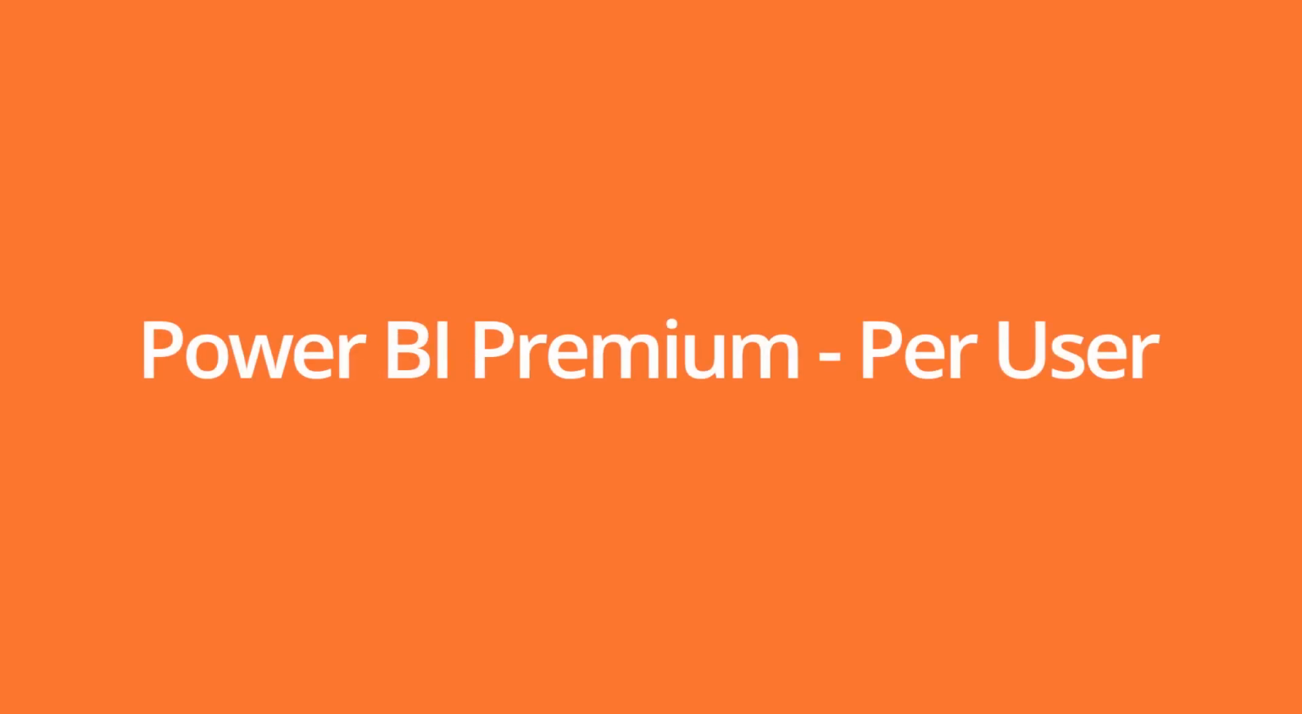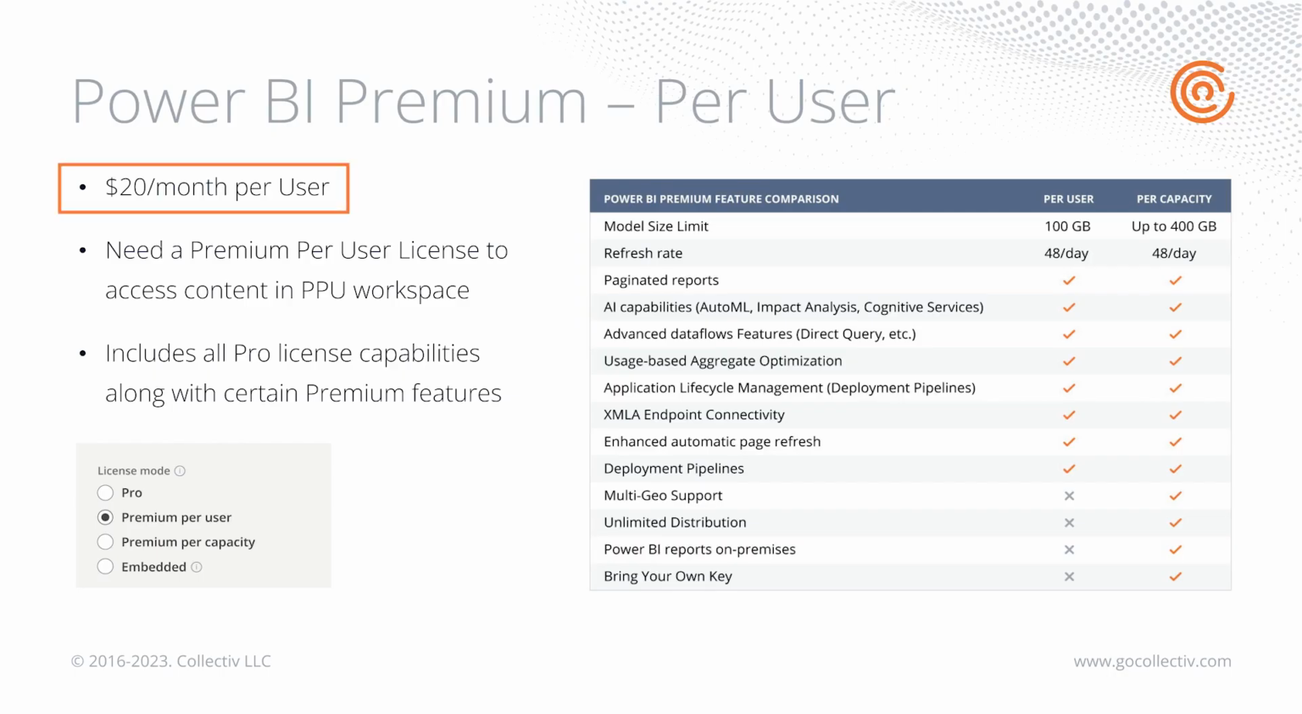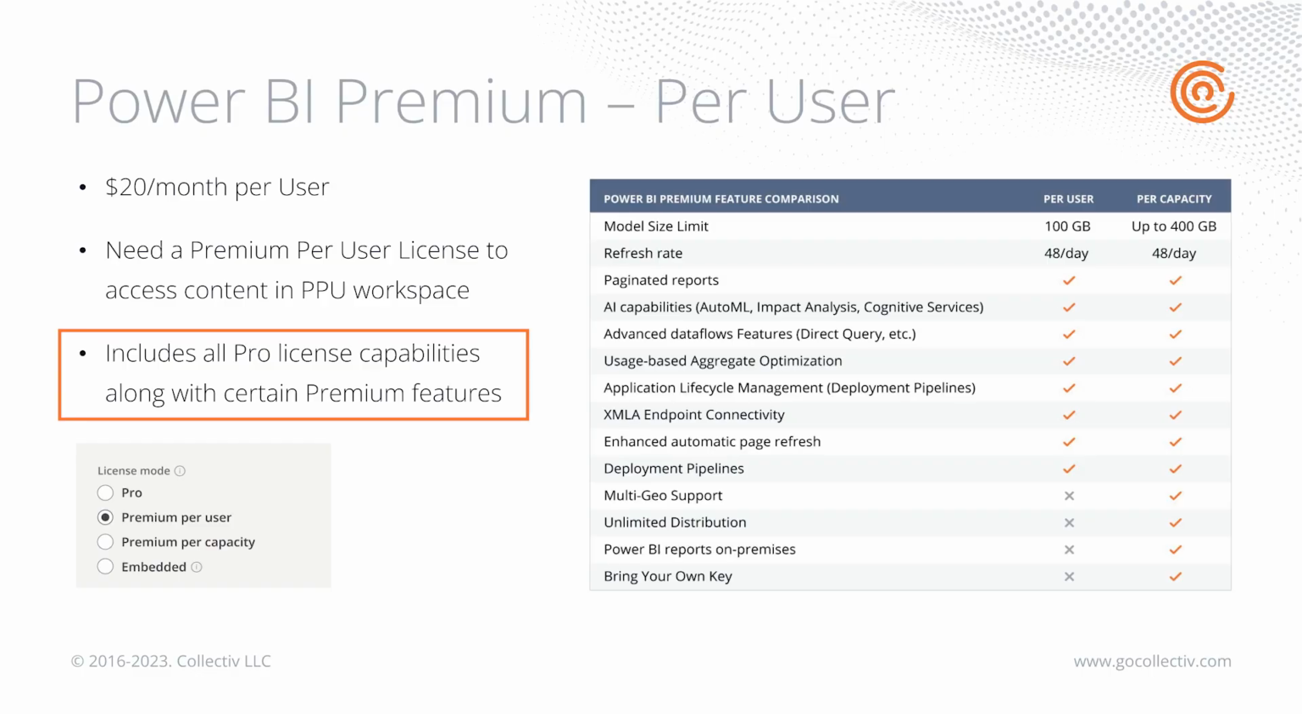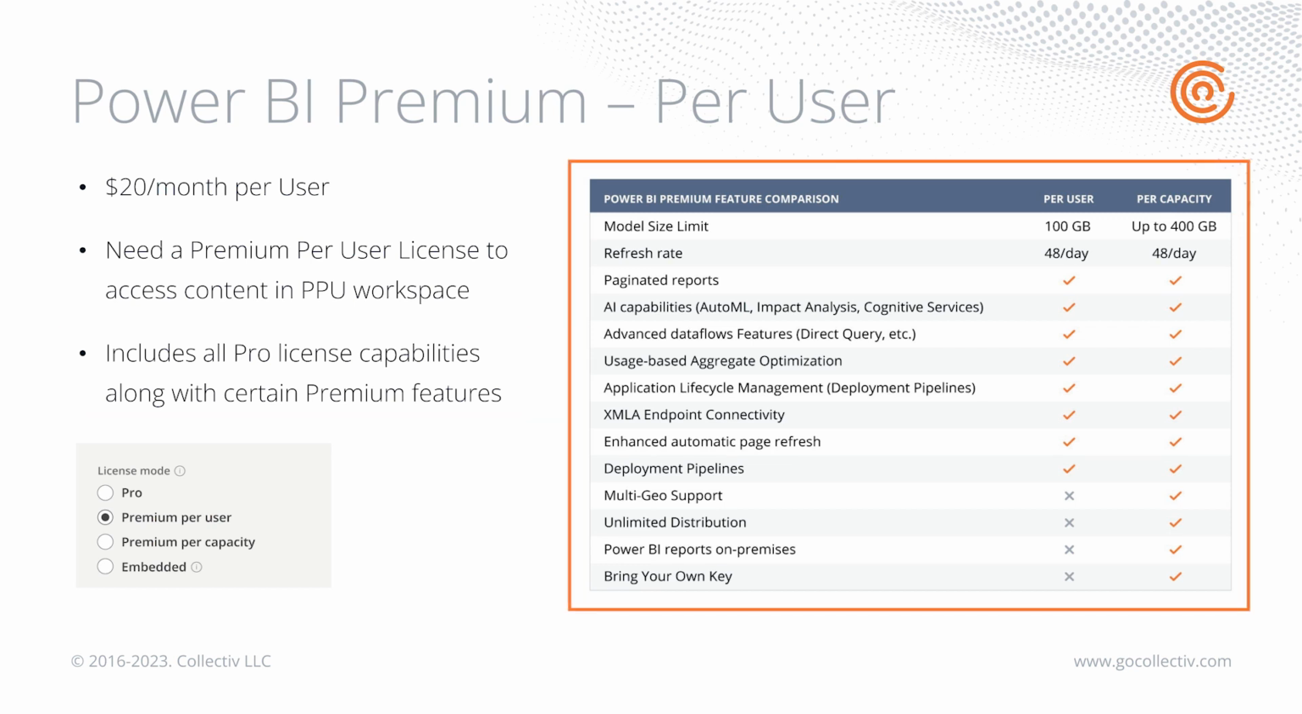The last SKU we're going to be speaking about is called Power BI Premium per user. This SKU is $20 per month per user, so a little bit higher than the Pro licenses. You need a Premium per user license to access content in Premium per user workspaces, meaning if I just have a Pro license and there is a Premium per user workspace, I cannot access it because I'm not at the same level or at the same tier as someone else. It includes all Pro license capabilities along with certain premium features. If you see here on the screenshot below, there are some different features that are included and a few that are not.